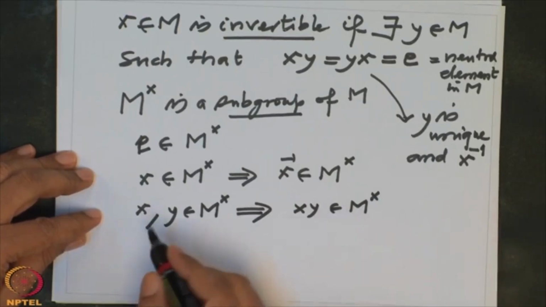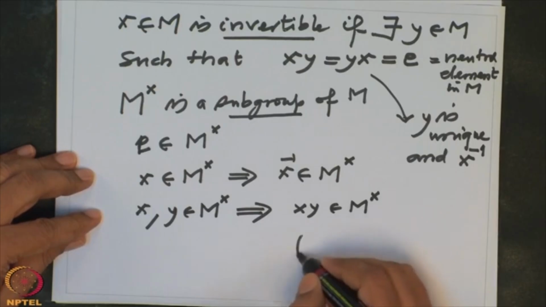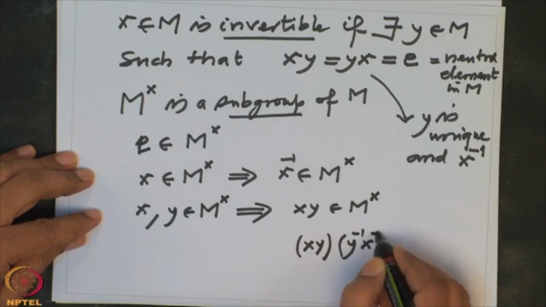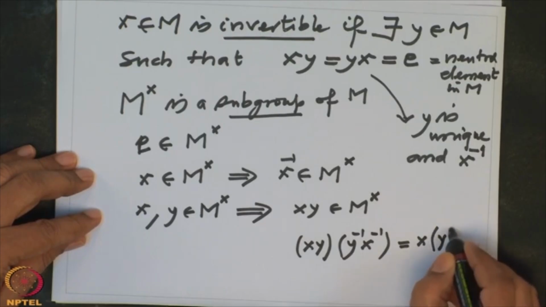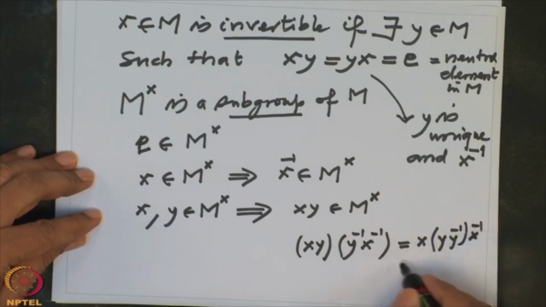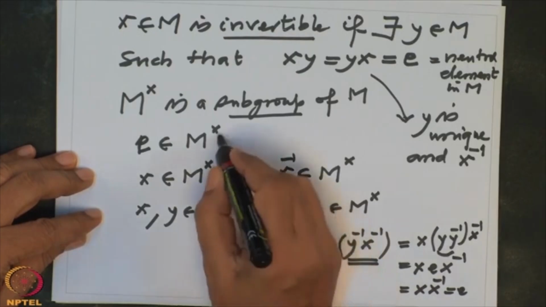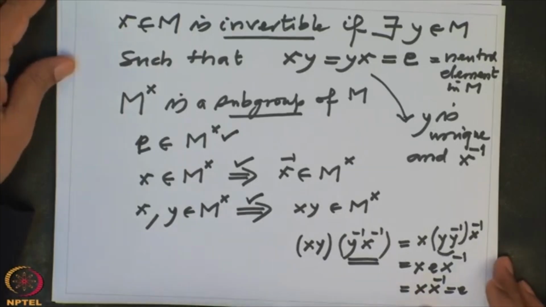So what will be the inverse of XY? The inverse of XY will be precisely Y inverse X inverse, because of associativity. XY times Y inverse X inverse is X, Y Y inverse, X inverse. Y Y inverse is identity, so it is X E X inverse, but this is X X inverse, which is E. So this will be the inverse of this. Check this. This is obvious. This is also clear. So this is a subgroup of M cross.